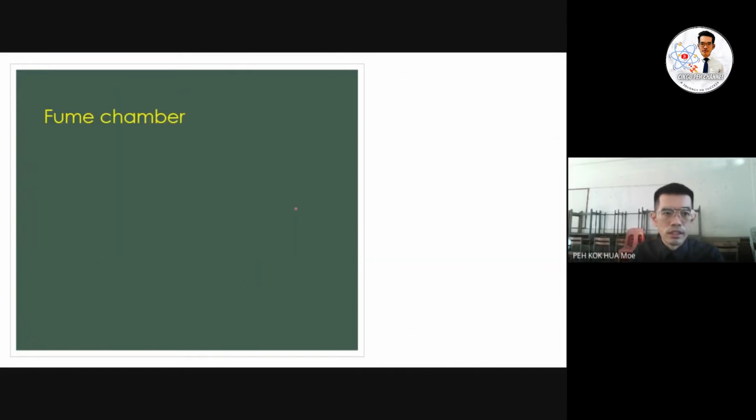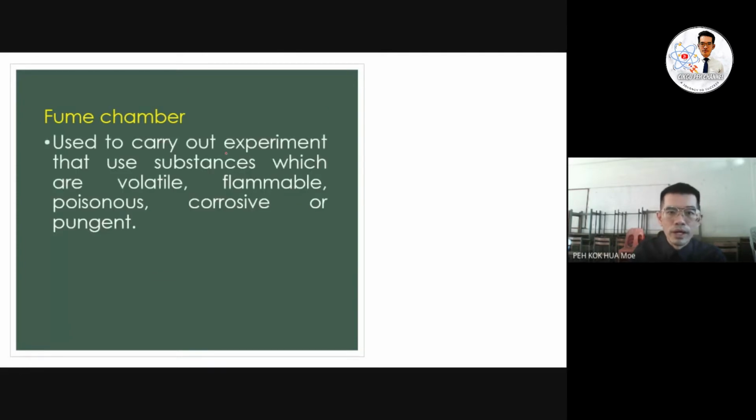The second is the fume chamber. The fume chamber is used to carry out experiments that use substances which are volatile, meaning substances that easily become vapor; flammable, easy to burn; poisons, which are toxic; corrosive and pungent. These are chemicals which are dangerous to our body, so we must be very careful when handling this type of chemical.